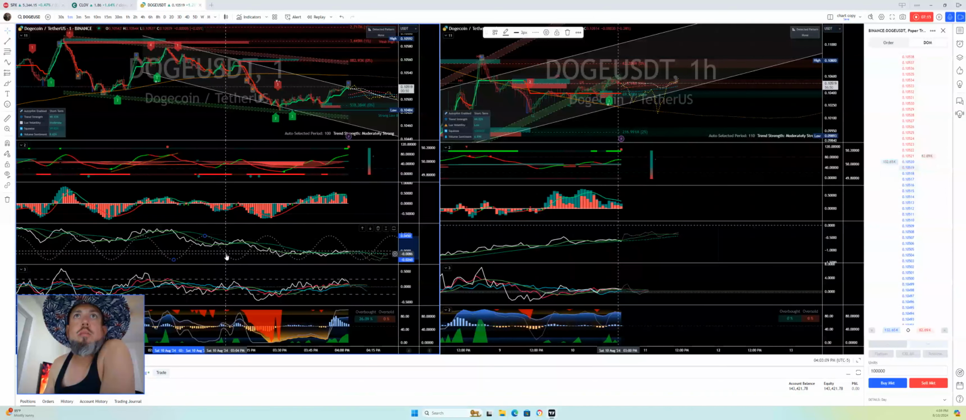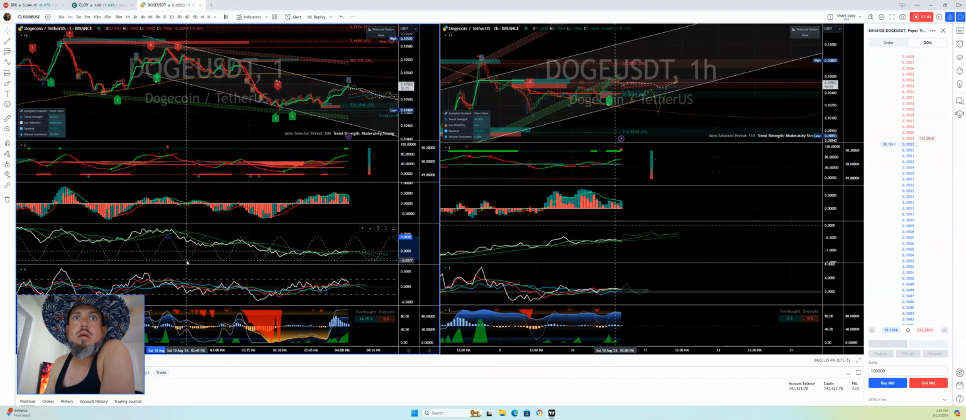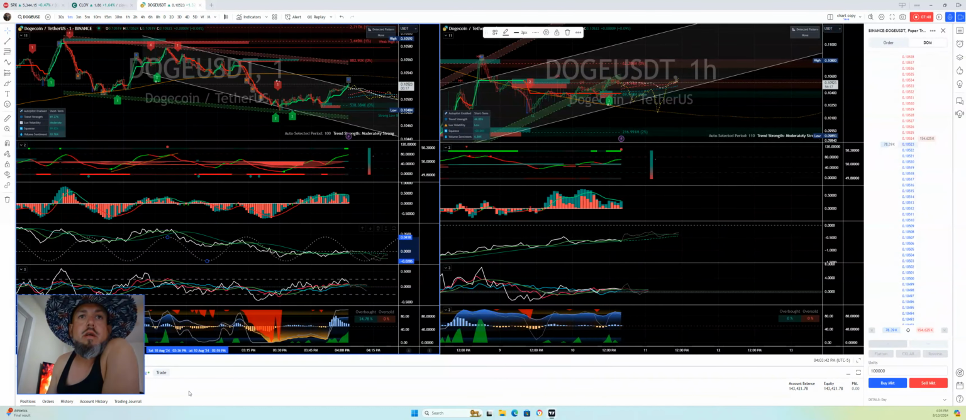Okay, so the bias is going to be to the downside, right? And this is the structure. I would say it ended here. So that was the top. Let's move it over here. That was the top. And then we'll say the structure probably started somewhere right there. It ended right there. And that would have been the down wave.